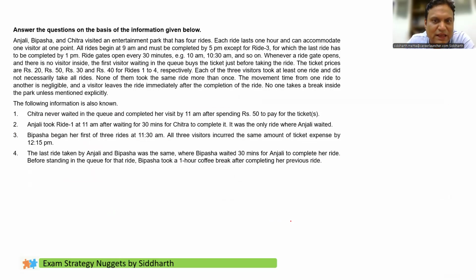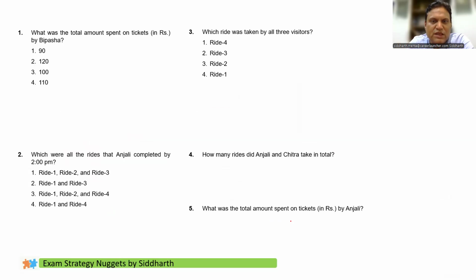Right. So this was the set that I gave you. You can stop the video and read it once more before you go ahead and look at the entire solution. I would like you to spend 15-20 minutes by yourself solving the question. So these are the five questions. What was the total amount spent on tickets by Bipasha? Question number two says, which were all the rides that Anjali completed by 2 p.m.? Which ride was taken by all three visitors? How many rides did Anjali and Chitra take in total? What was the total amount spent on tickets by Anjali?